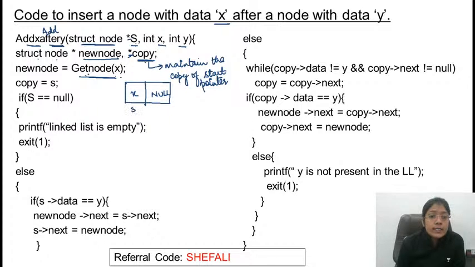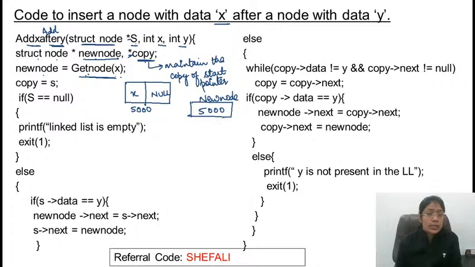Or ये node, let's assume that it is created at the memory location 5000. So new node is a pointer variable. New node will be holding the address of the new node. What is the new node with data x? That is address is 5000. So new node is holding the address of the newly created node.